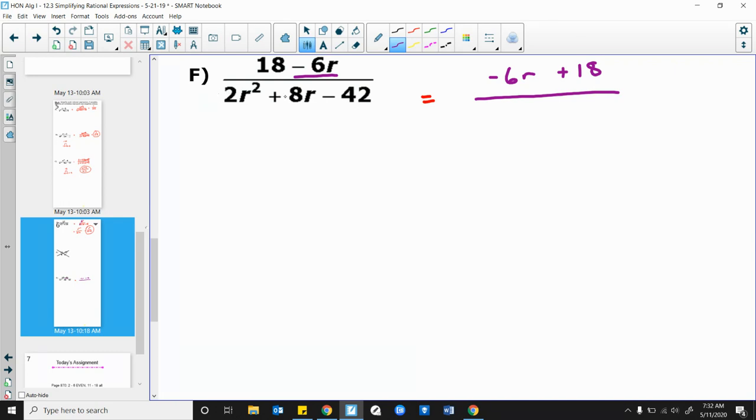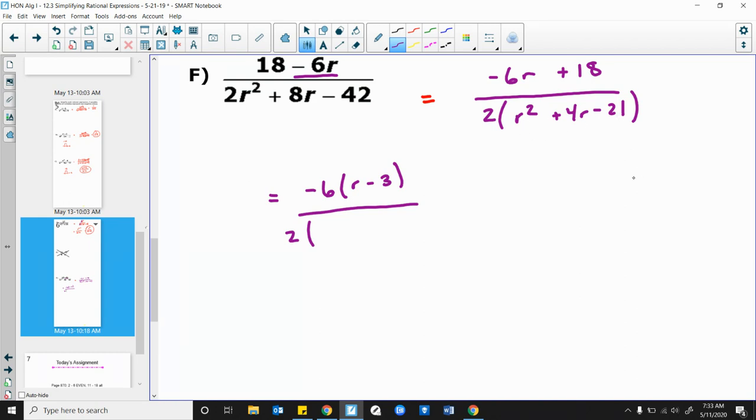Here, I have a GCF that I can factor out, which is 2. Can factor out of all of those. So here I have 2, and then I have r squared plus 4r minus 21. Okay, let's go ahead and factor out here. I can also factor a GCF of negative 6 out here, so I have negative 6 and then r minus 3 over 2, and then I can factor this.